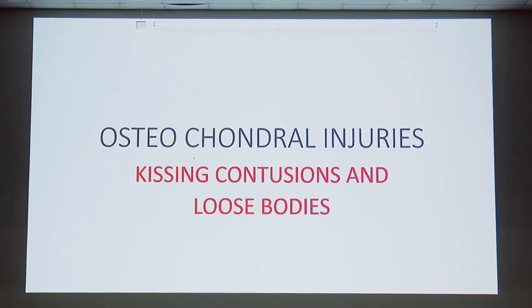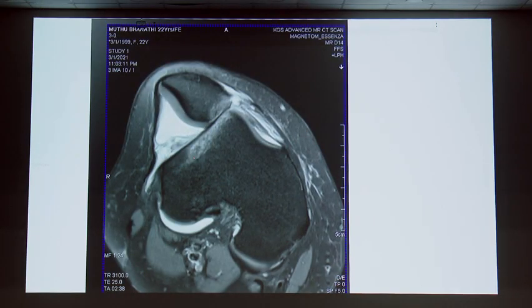And how to see this step by step? It is osteochondral injuries, kissing contusion and loose body. So you can see it has gone and hit. And you can see the inferomedial patellar facet, there is an osteochondral injury. So it has hit over the lateral femoral condyle, you can see over here. So kissing contusions, it is kissing contusions in those 2 main areas.